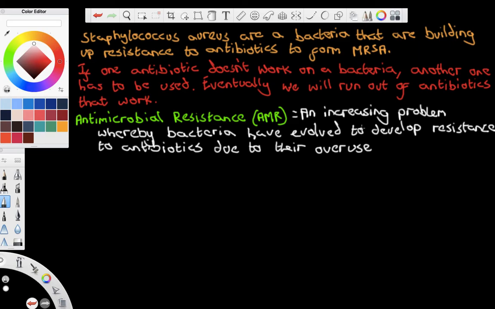So how can we combat AMR? So we can put the subheading, combating antimicrobial resistance.